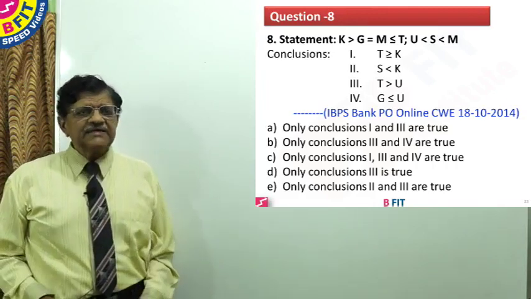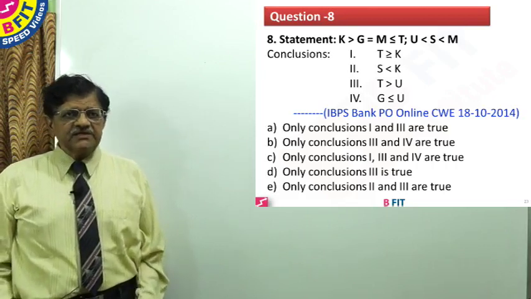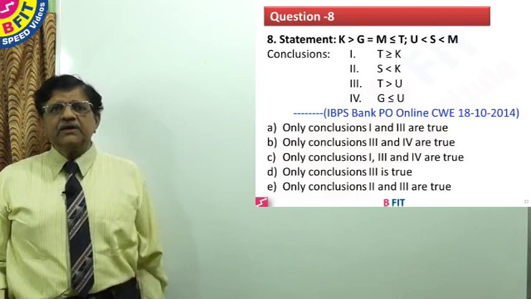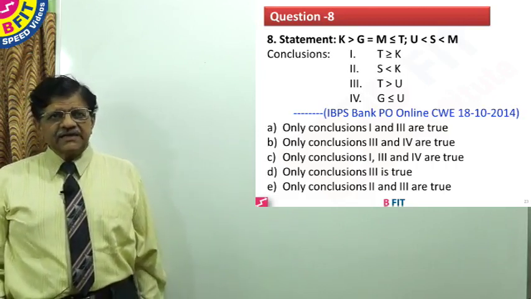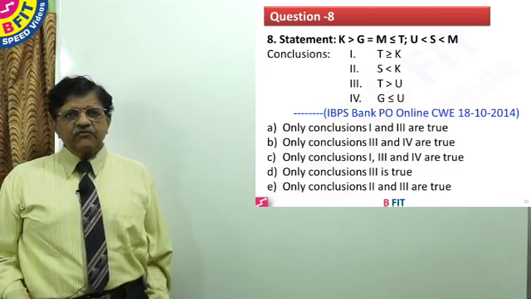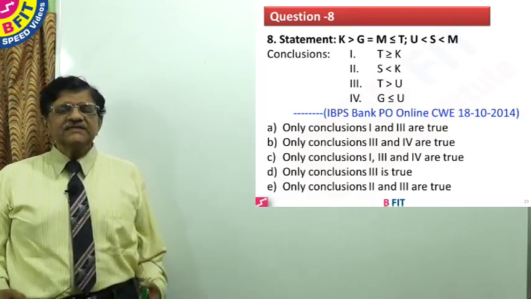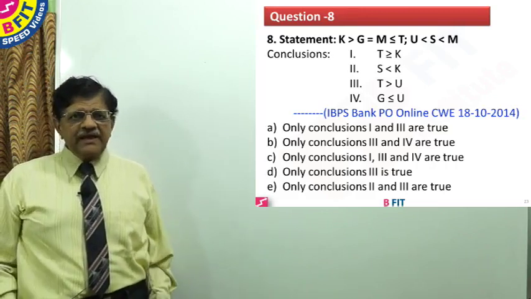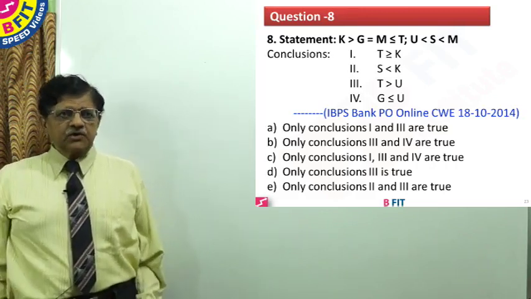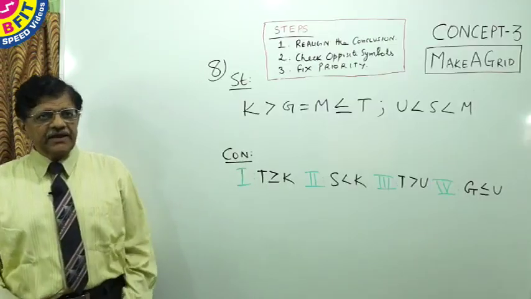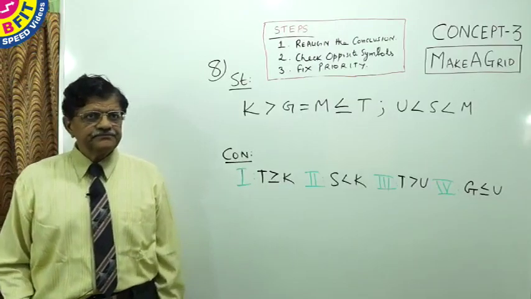The statement here is K is greater than G is equal to M is less than or equal to T, and there is another statement U is less than S less than M. So we are given 4 conclusions and we have to find out which is true. And since there are 2 statements, we have to make a grid and then verify the conclusions. Let us see the working.